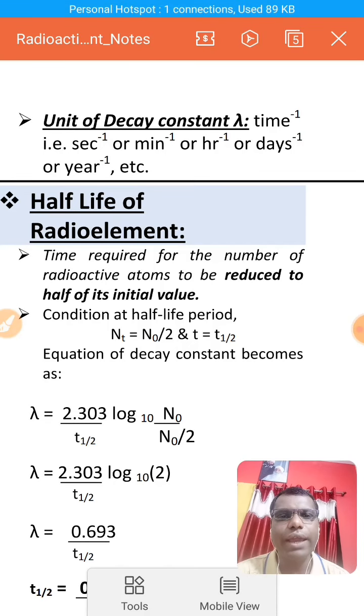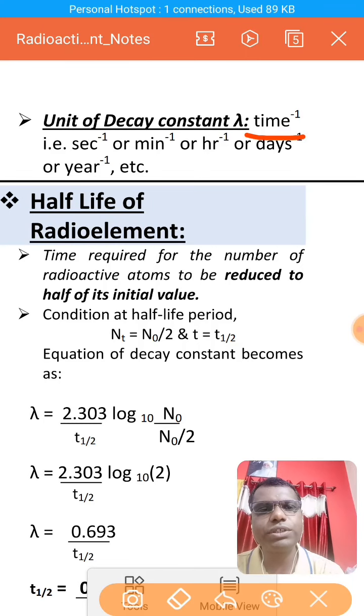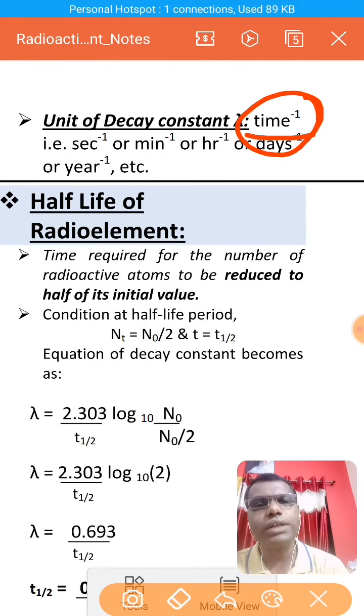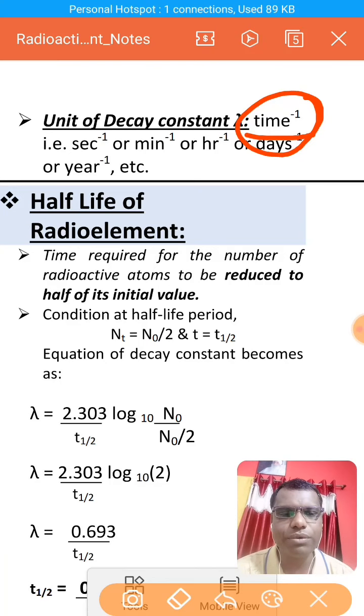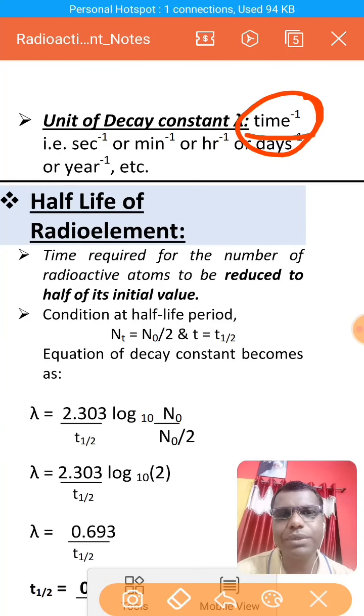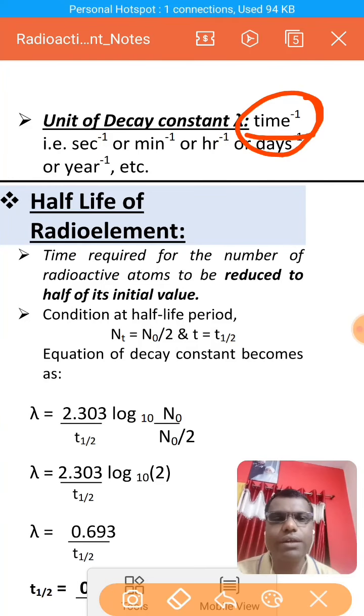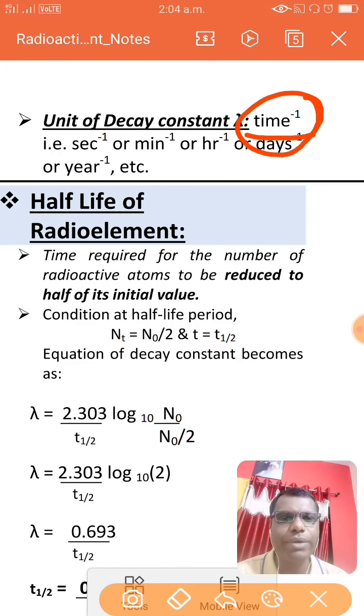That's why the actual unit will be either per second, per minute, per hour, per day, etc. So this is reciprocal of the time. So given time will be converted into reciprocal, and that will be the unit of decay constant. It's very simple to discuss the characteristic. That is, first, the unit of decay constant will always be per time, and it is just like the first order reaction. Next characteristic is the half-life of radio element.